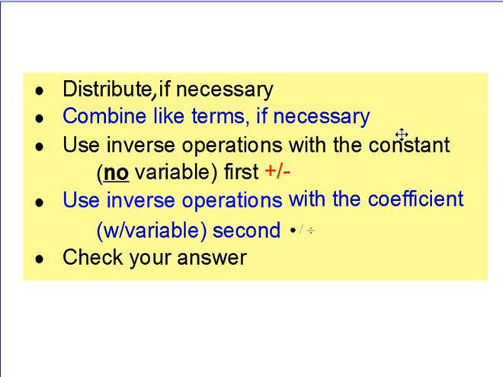of these. Then we're back to our usual: we use inverse operations with the constant, the one with no variable, first. That means we're going to add or subtract. And then we're going to use inverse operations with the coefficient of the variable term. That's the second one we're going to work with. And we're going to multiply or divide that. Remember, we always need to check our answer.